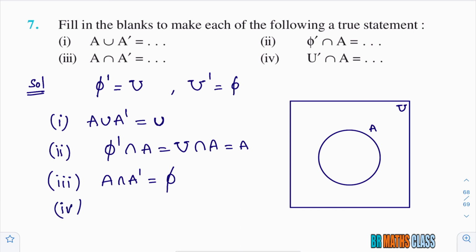Now the last bit in this exercise: universal set complement intersection A. We know this formula. Universal set complement is the empty set. Empty set intersection A. The empty set is a subset of A. When we do the union of these two sets, you will get A. When you do the intersection of these two sets, we will get phi. So the answer for this is phi. Right? I hope you understand this exercise.